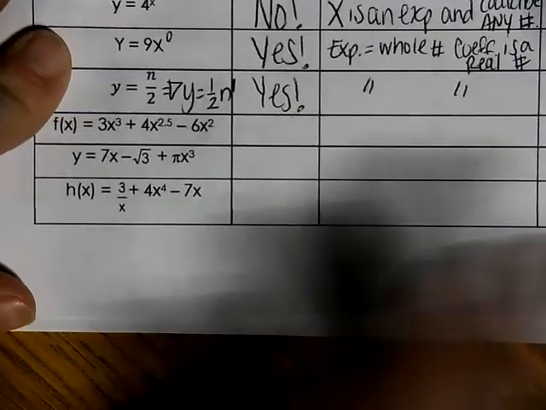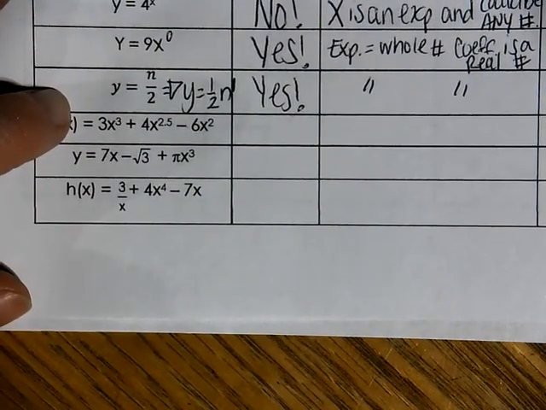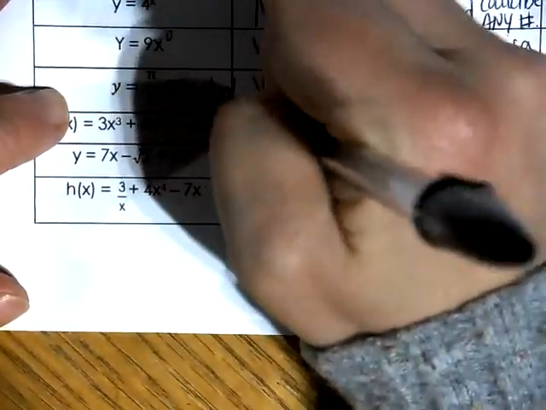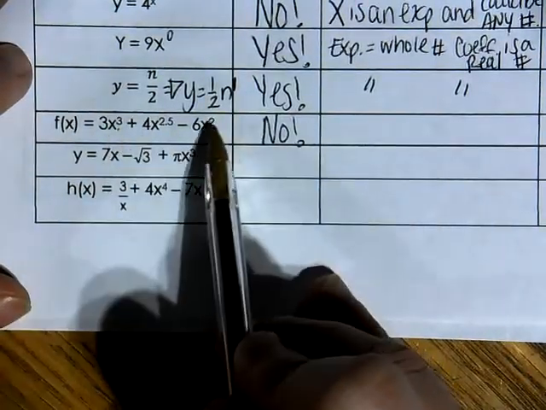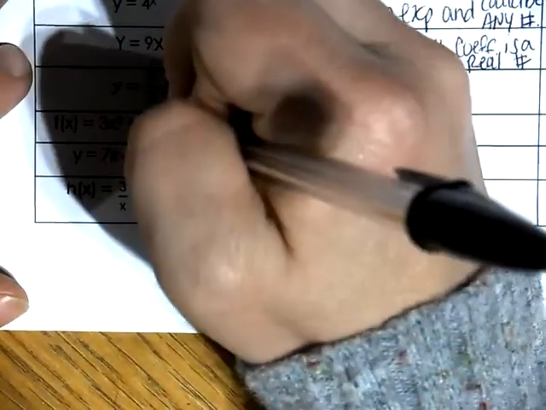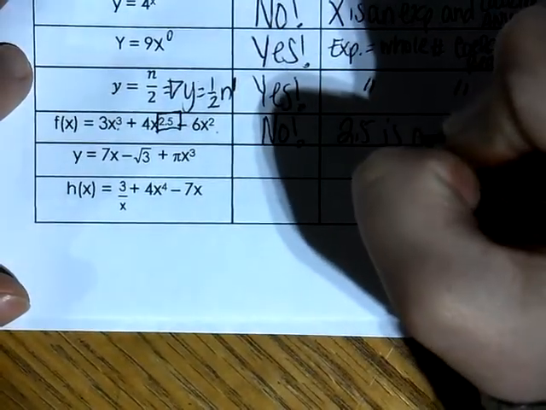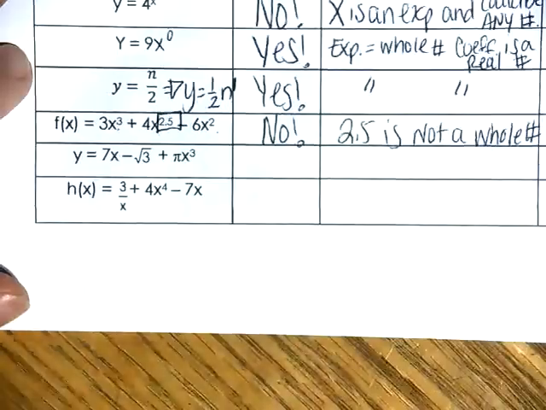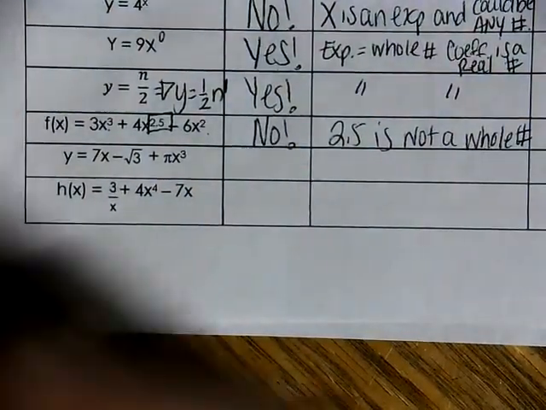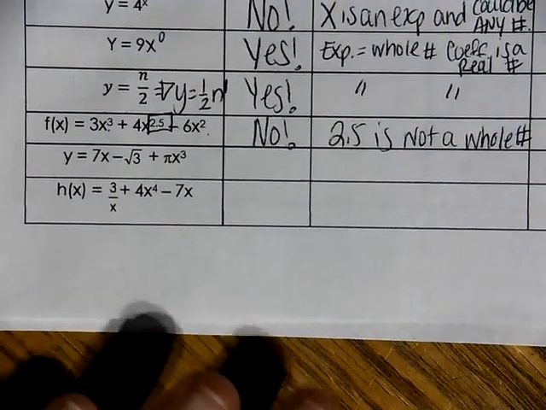Next, we have f of x is equal to 3x to the 3rd power plus 4x to the 2.5 power minus 6x squared. And in this case, the answer is no. Although I do have exponents that are whole numbers, this 2.5 ruins everything, and 2.5 is not a whole number. And because it is not a whole number, it therefore ruins this whole equation and makes it not a polynomial.